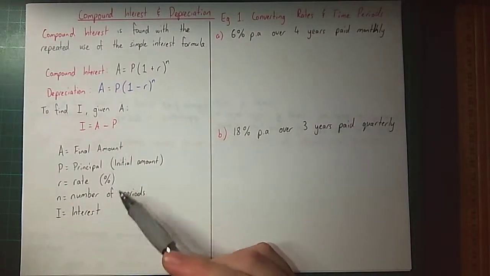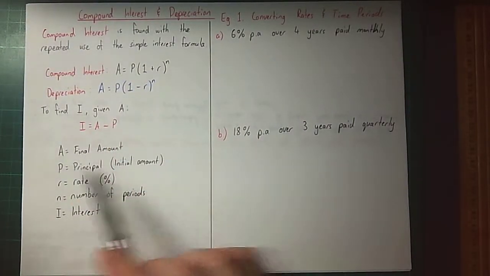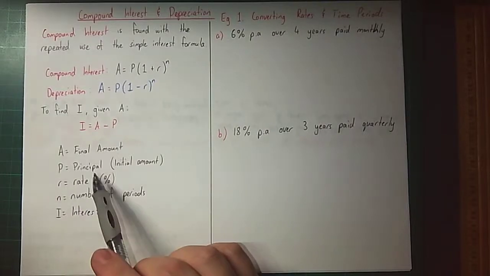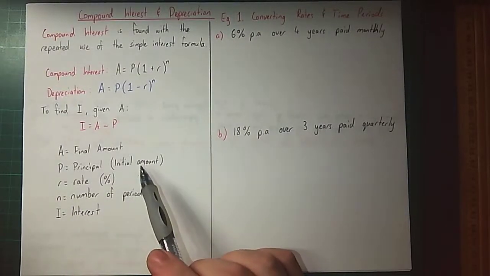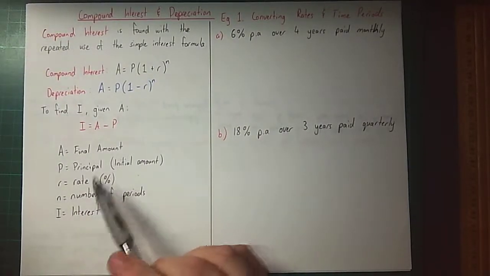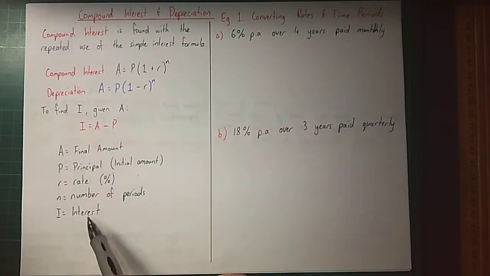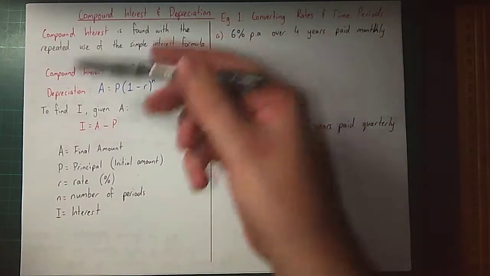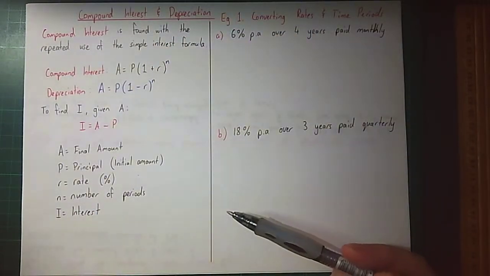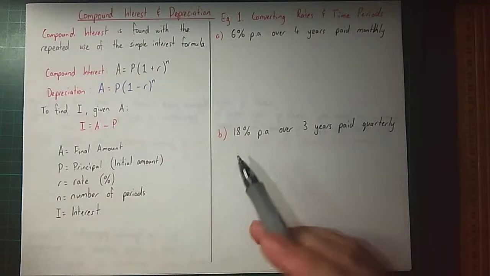Now down here I've got a list of what all these letters mean. A is the final amount, P is the principal, which is the initial amount, the amount we start with. R is the rate, normally it's in a percentage. Then N is the number of periods, and I is the interest. So we can use that idea with the formulas up here. So let's put this idea to practice.